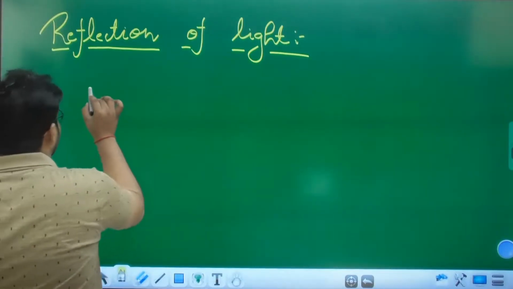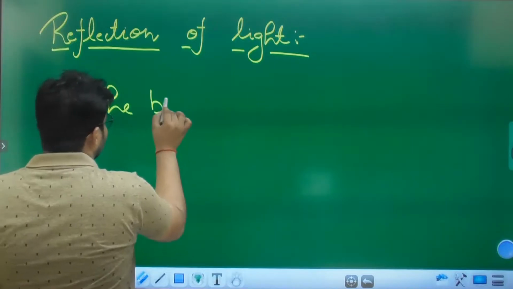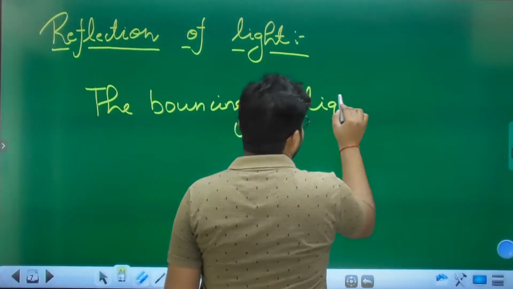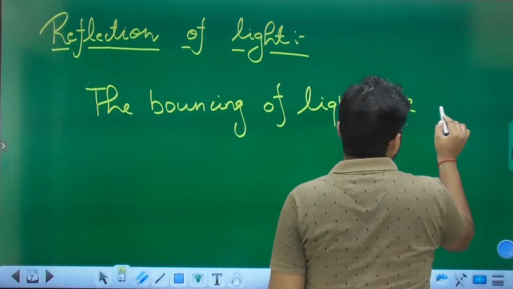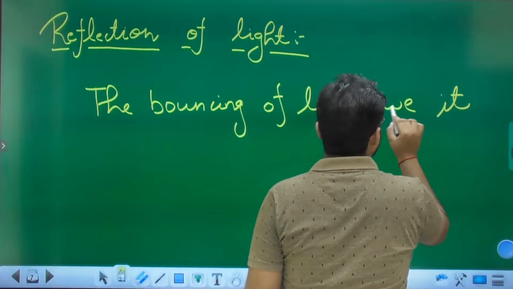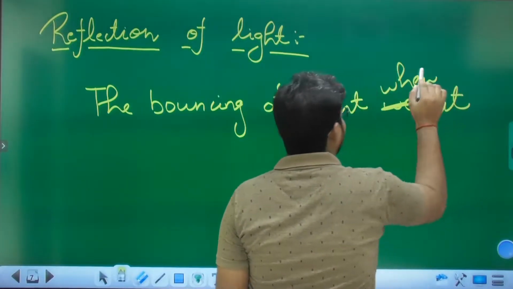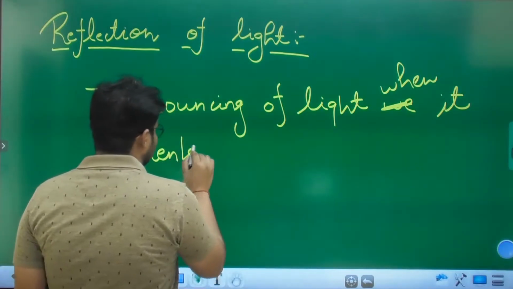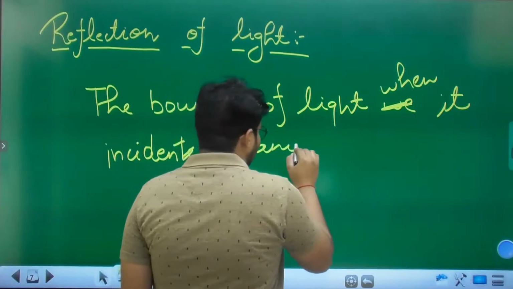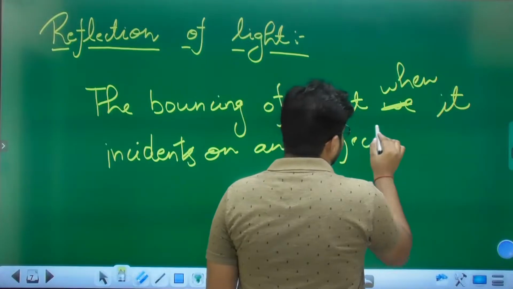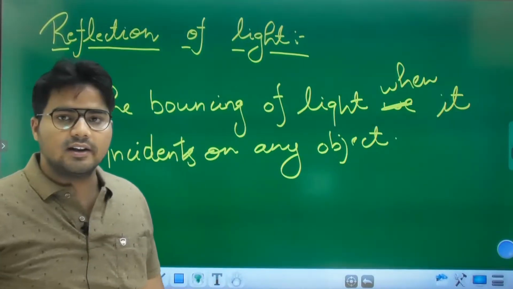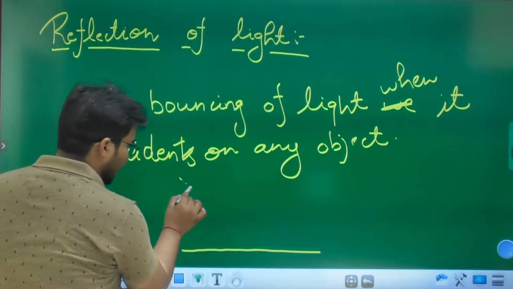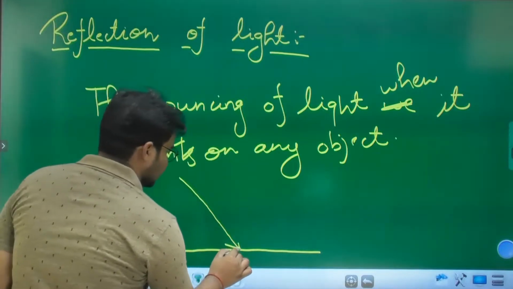So what we write here: the bouncing back of light when it is incident on any object. Clear? So this is called reflection. Suppose this is any object, and the light rays fall on it and suddenly bounce back.